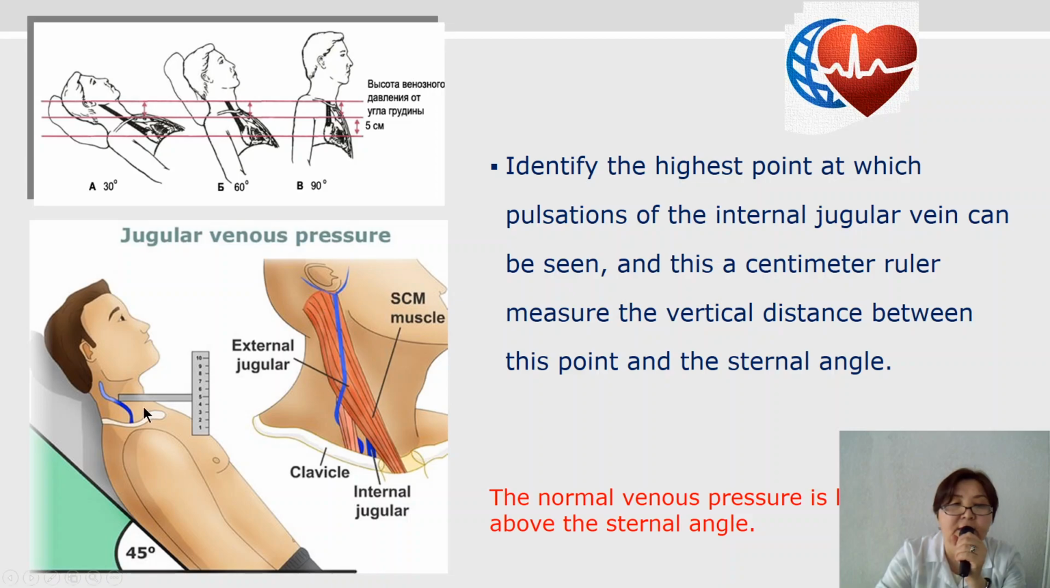And with a centimeter ruler, measure the vertical distance between the point and the sternal angle. The normal venous pressure is less than 4 centimeters above the sternal angle.